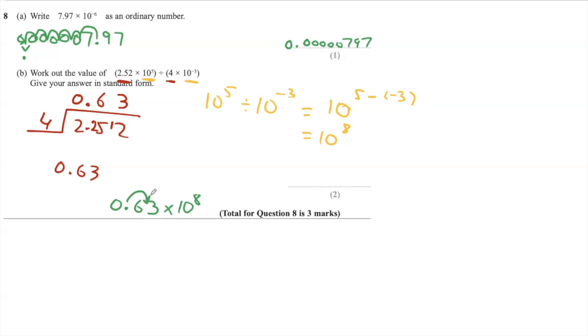So this decimal goes after 6, so it becomes 6.3 times. Now, to make up for this jump, we're going to have to take away 1 from 8, so it's going to be 10 to the power of 7. So 6.3 times 10 to the power of 7.